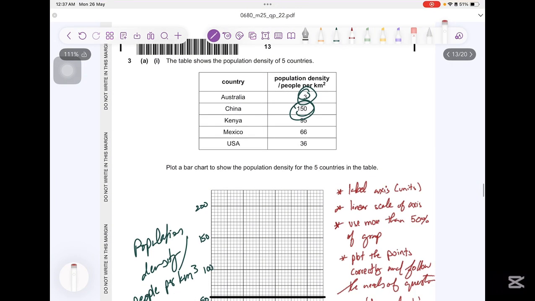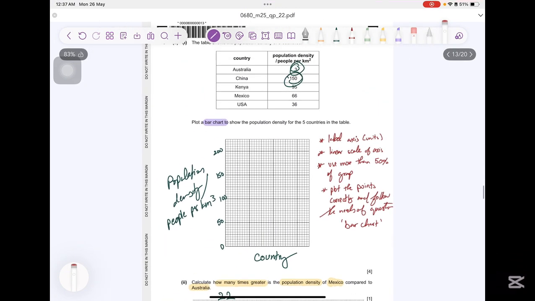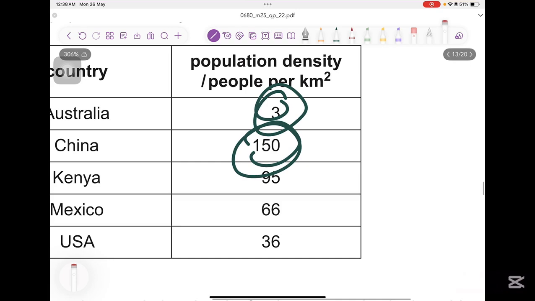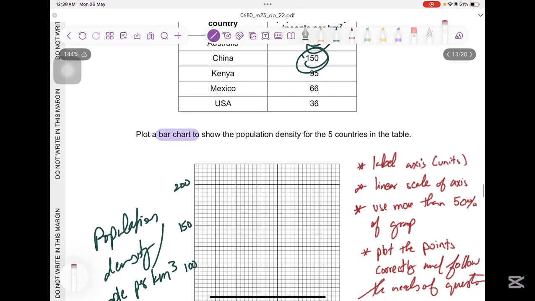Question 3 is showing us a table showing us population density of 5 countries, and they ask us to plot a bar chart. This question can either be a bar chart or a line graph, but since they specified a bar chart, then do a bar chart. You have to know that the country is going to be on the x-axis, and on the y-axis the population density, and write the unit. Write the unit as it is, okay? Some people would write people as PPL. No, okay? No abbreviations are allowed when you're writing the units. Do not abbreviate.